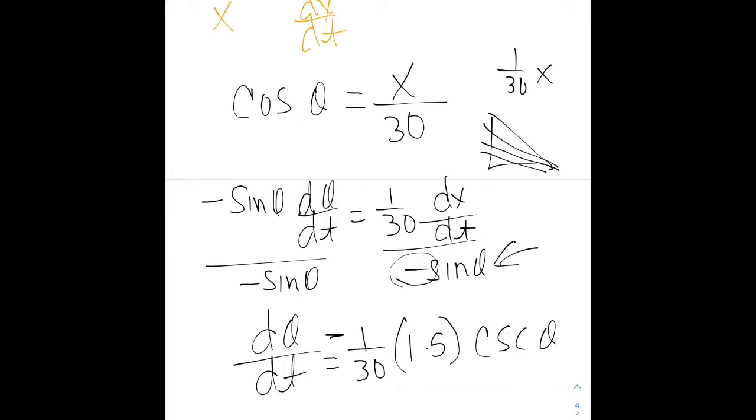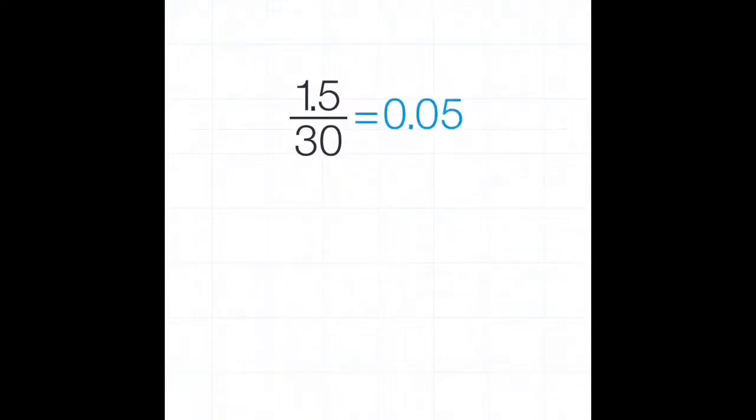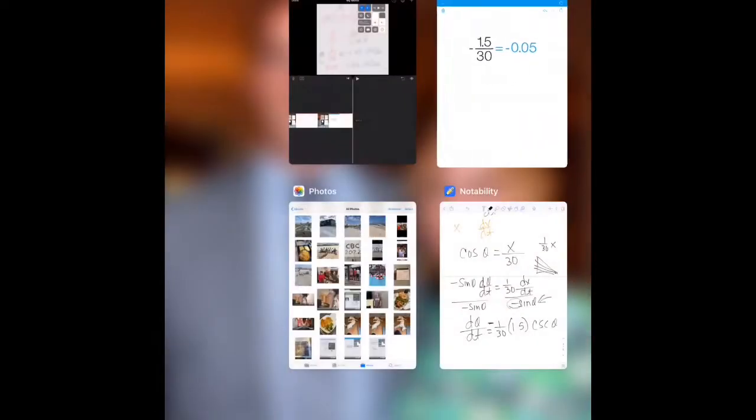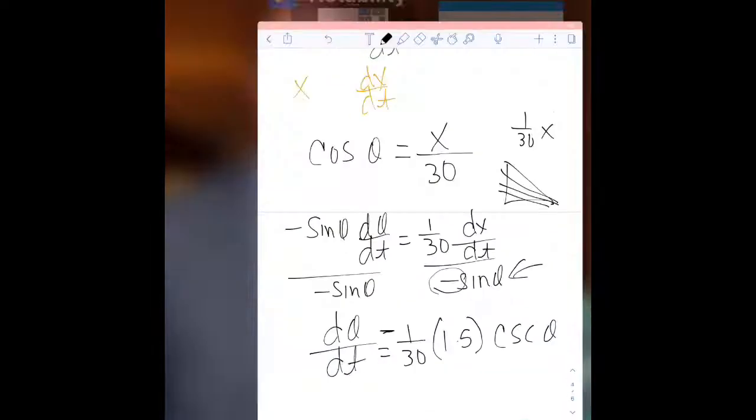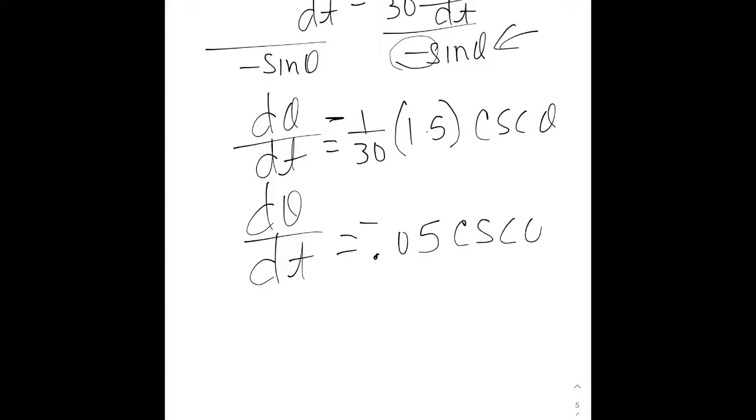So negative 1.5 over 30 reduces to 0.05. And if I forgot to put a negative in there, I don't think that will throw you off. We get negative 0.05. So d theta dt is equal to negative 0.05 times the cosecant of theta.